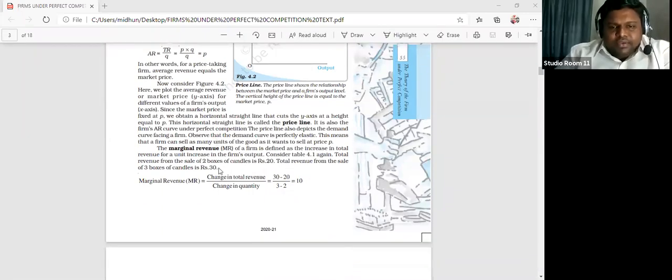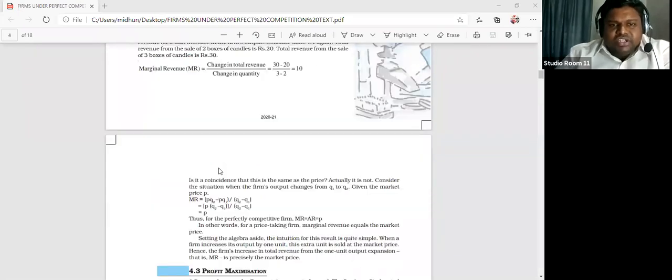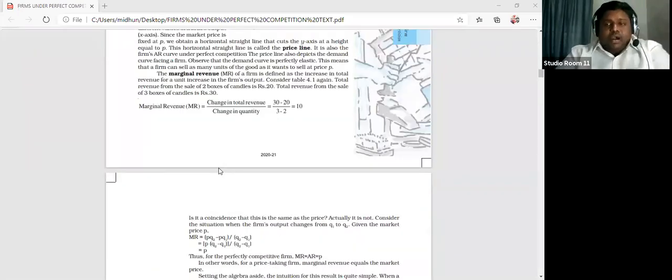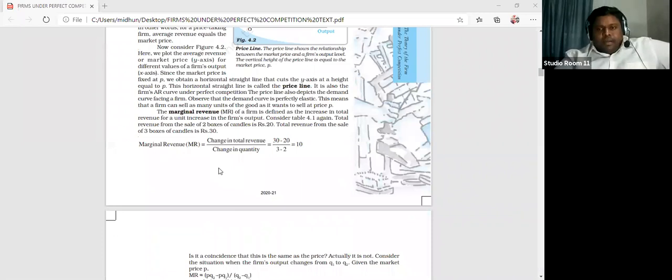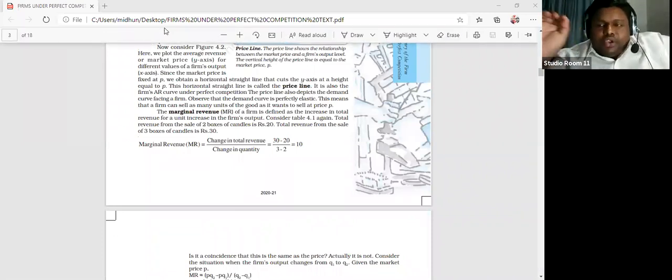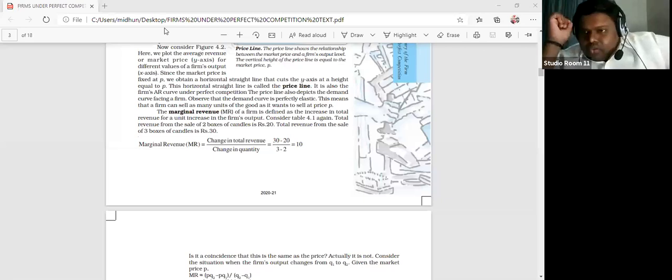Now we are moving to the next concept, marginal revenue, MR. So TR is equal to P into Q, the price of the product multiplied by the quantity produced and sold in the market. AR is equal to price. Average revenue is equal to price. Clear? The next idea is marginal revenue.